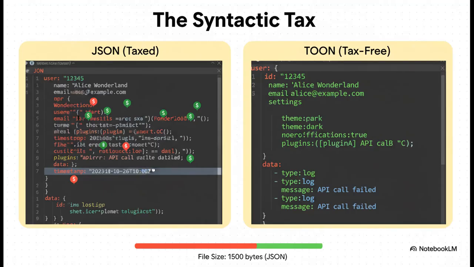We're calling this the syntactic tax. It's all those curly braces, the brackets, the quotes, the commas, everything the format requires. Yeah, they're essential for structure, but they inflate your token count without adding any new information. You're literally paying for punctuation in every API call.